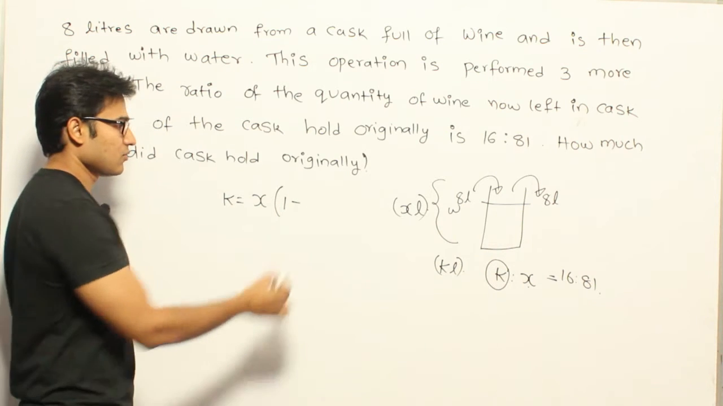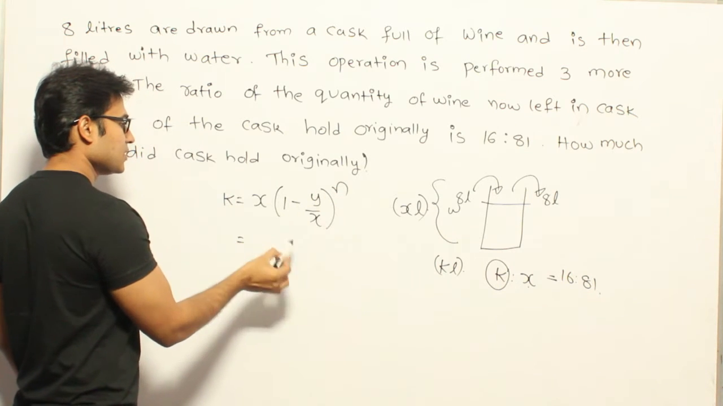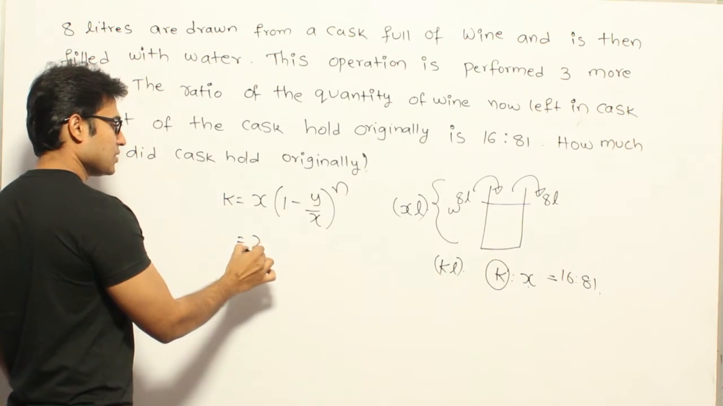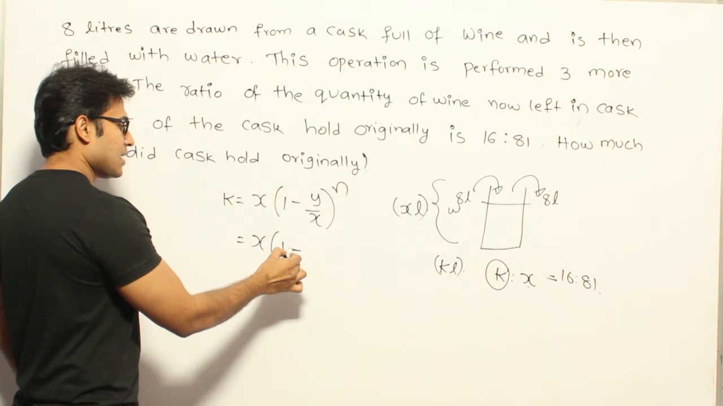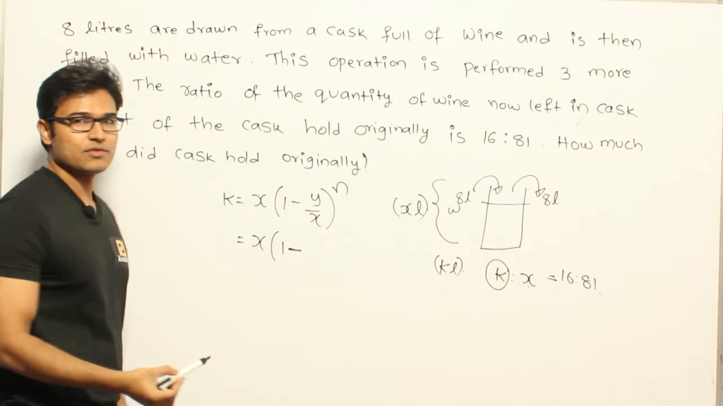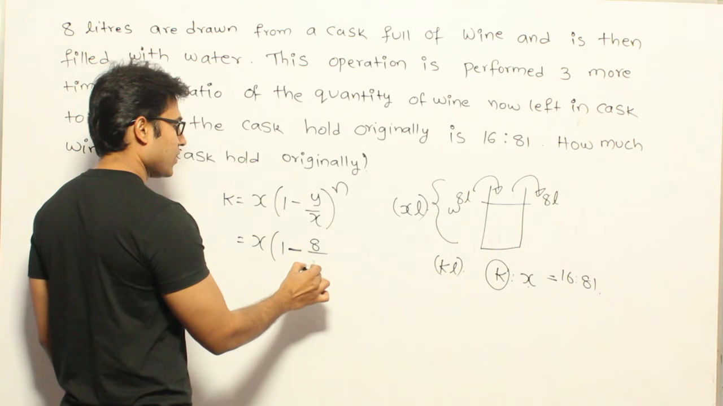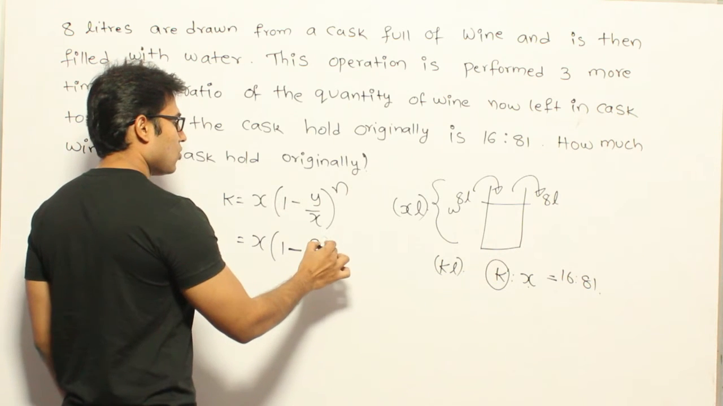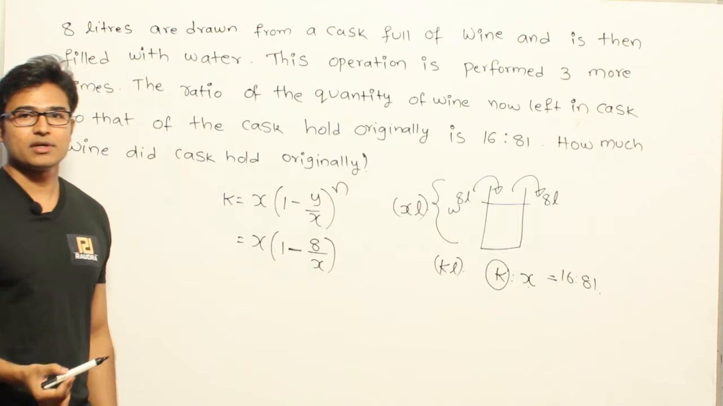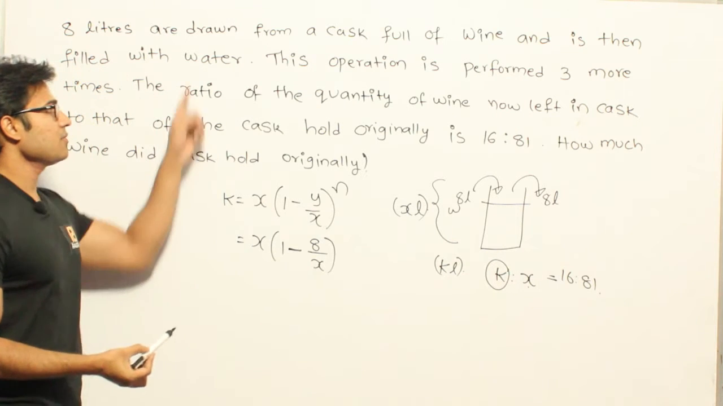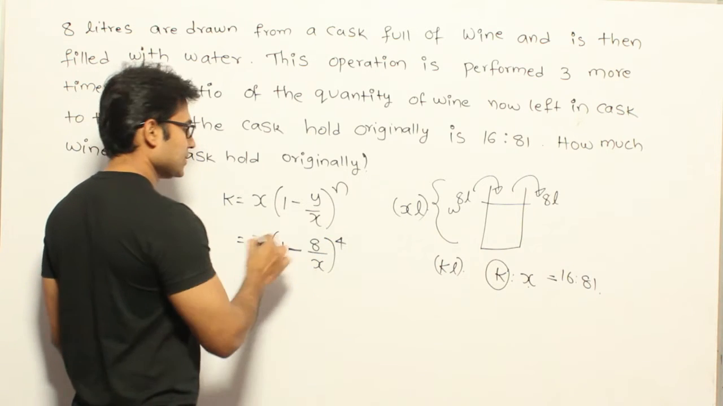So the formula is like this, right? Y by x whole power n. Now let's replace everything. X we don't know how much it is, but they are saying that every time we are going to replace 8 liters of the mixture with 8 liters of water. Therefore y is definitely 8. Y by x whole power, and this is repeated 4 times. So 1 time and then 3 more times, that is why 4.